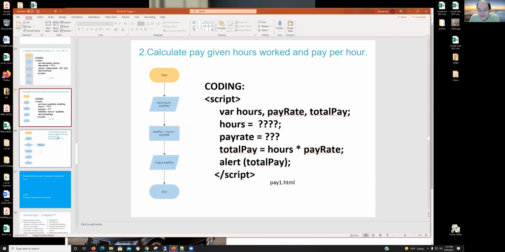Okay, there's another one that is calculating your total pay given the hours that you worked, right? So here's your start. How many hours did you work? What's the rate of pay that you have? And then you calculate that in this rectangle. Total pay is hours times the pay rate. And then your output, your total pay. Maybe that goes to your monitor or something like that.